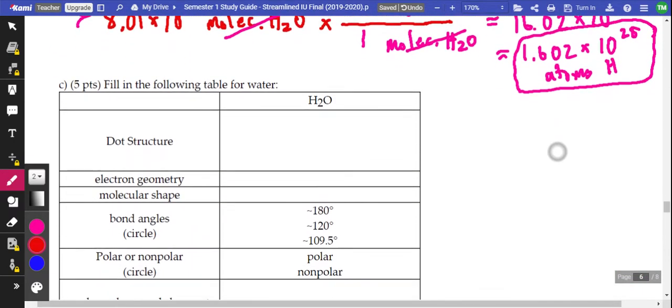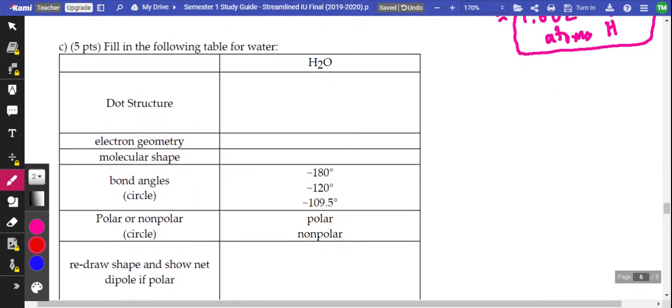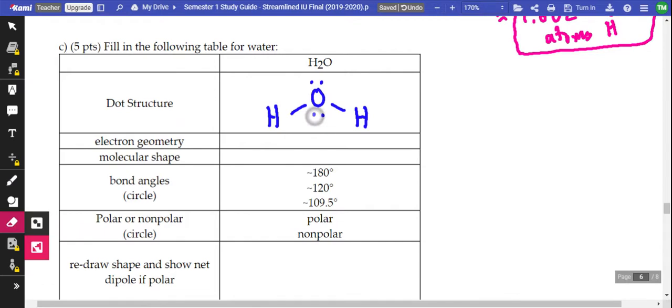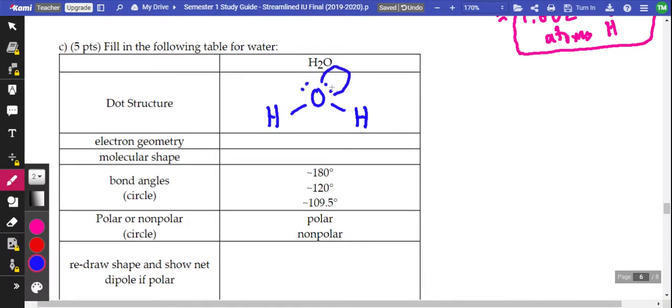Let's keep going. On the following table for water, dot structure. All right, water looks something like this. O in the middle, H on the side, H on the side. It's got 2 lone pairs of electrons. Okay, so we could probably clean that up a little bit. I'm going to put these guys on the opposite sides over here so they have their own room, okay, which is going to affect their shape.